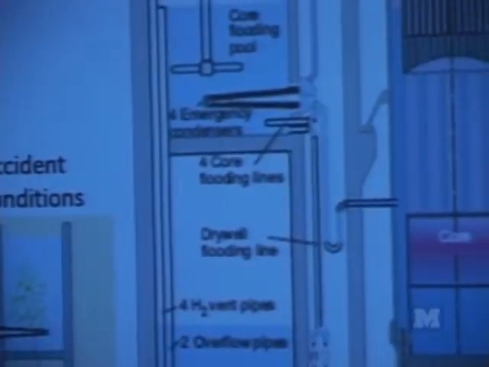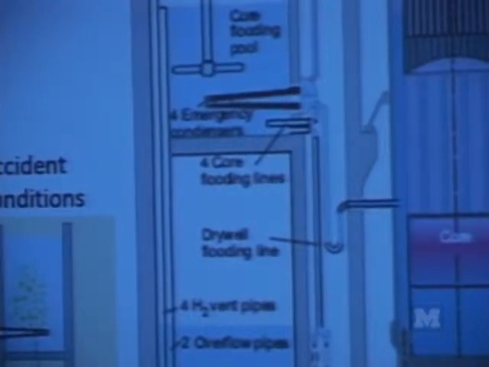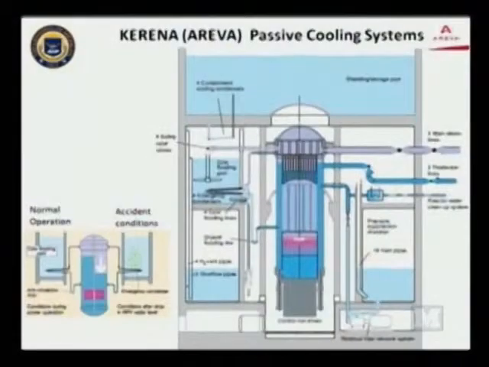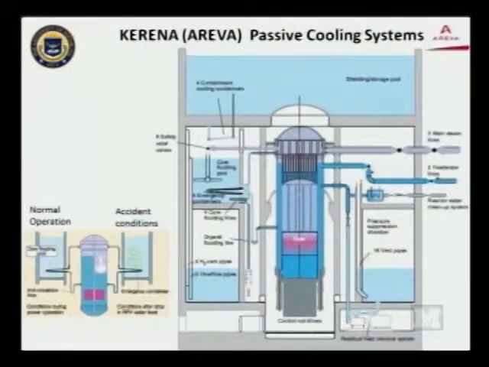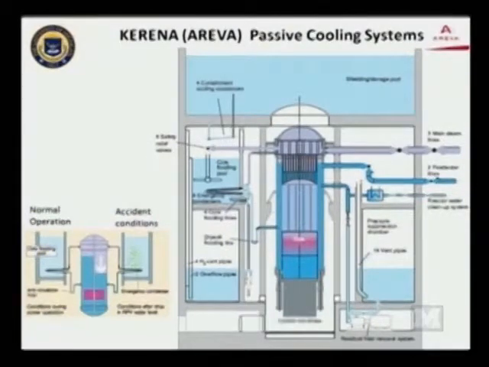A similar system you have in the other boiling water reactor, which is named Kerena, and it is designed by Areva, so this is a European company. But they have very similar systems. So you have an emergency condenser that is helping cool the reactor pressure vessel in case of a loss of coolant, and you have a passive cooling for helping keep the pressure and the temperature down in the primary containment.